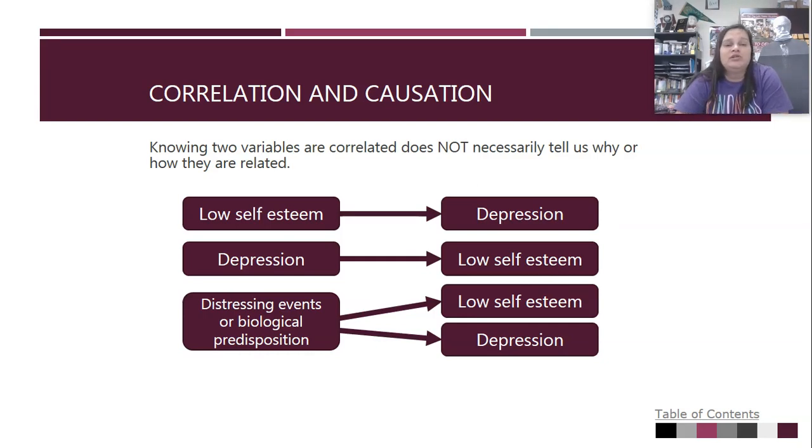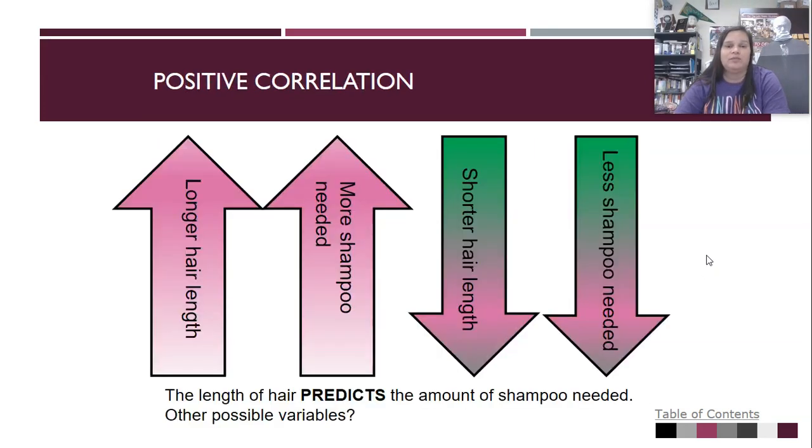For example, low self-esteem can predict depression. Depression can also predict low self-esteem. They correlate together. But distressing events or biological predisposition, both of those can also correlate and predict low self-esteem and depression. So we can't necessarily say that one or the other is the cause, but we can definitely say that they're involved and that they are predictors.